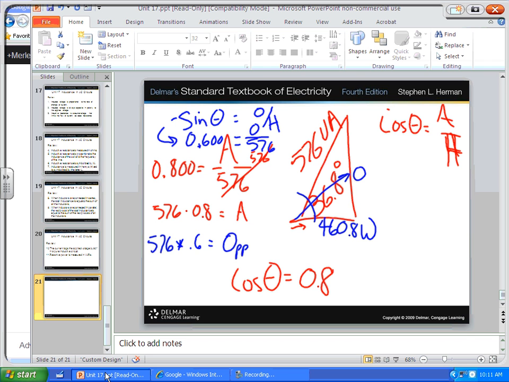345. Now I want you to notice this. This is 345.6 VARs, volt-amps reactive. Okay? Now I want you to notice that 345.6 plus 460.8 is what? Way more than 576. Once again, AC doesn't add up. And that was the point of this whole discussion. Remember, it's not going to add up. Don't get in a panic about it.